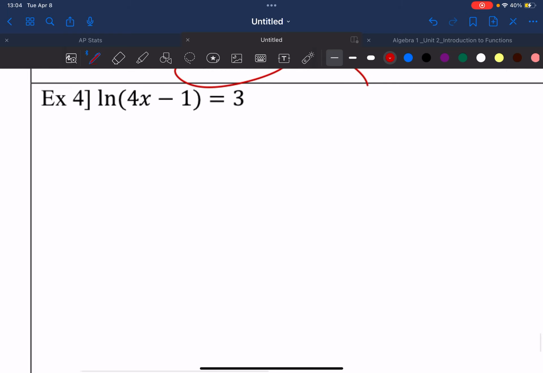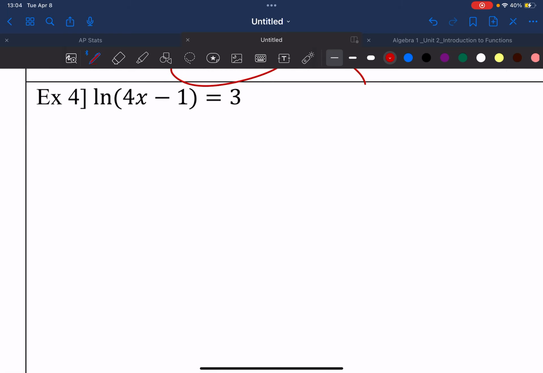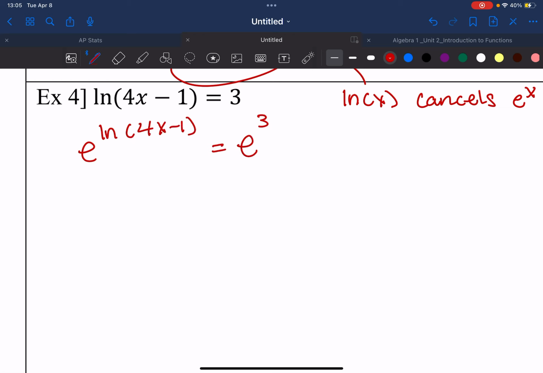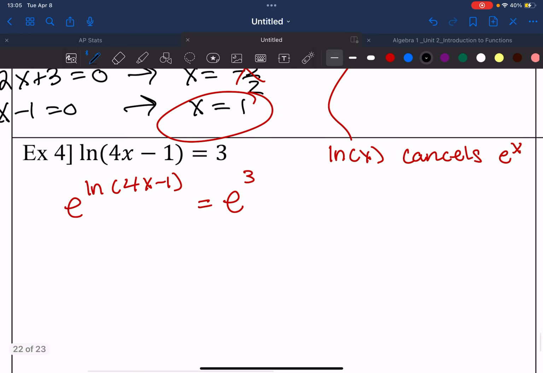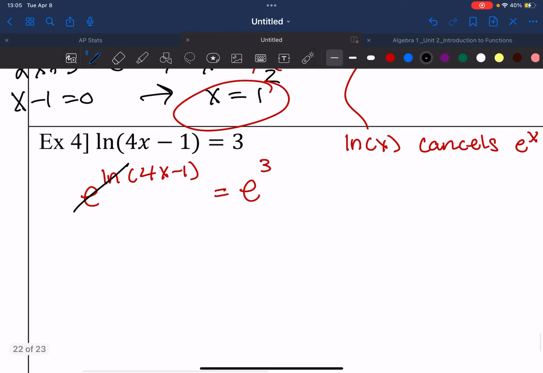Number 4. So number 4, we now have natural log. We need to remember that the natural log of x cancels e to the x. And since we have e to the x, if we are going to cancel it with the e, we have to know that if we take e of both sides, whatever is on both sides becomes our new exponent. So this would be e to the natural log of 4x minus 1 is equal to e to the third power. Well, the e and natural log cancel, so I'm left with 4x minus 1 equals e cubed.